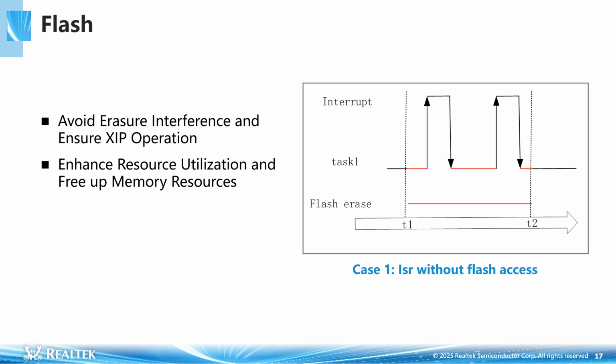Enhance resource utilization and free up memory resources by applying this optimization strategy. More code can be executed directly from flash in XIP mode. This greatly improves the utilization efficiency of system resources, reduces the load on RAM, decreases the frequency of code loading, significantly enhances the system operation efficiency, and frees up more memory resources to guarantee the overall performance.